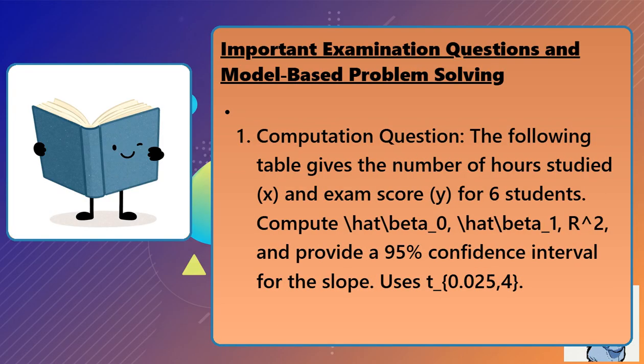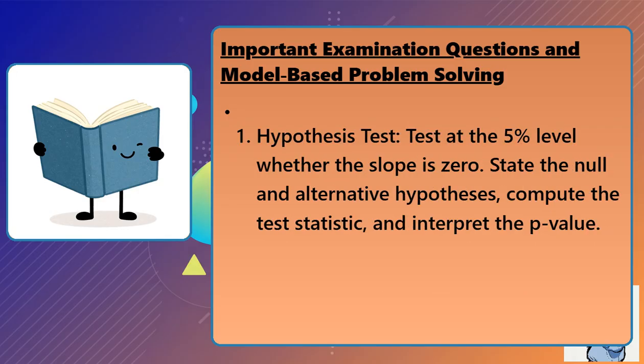2. Computation question: the following table gives the number of hours studied x and exam score y for 6 students. Compute beta hat 0, beta hat 1, R squared, and provide a 95% confidence interval for the slope. Use t_0.025,4. 3. Hypothesis test: test at the 5% level whether the slope is 0. State the null and alternative hypotheses, compute the test statistic, and interpret the p-value.